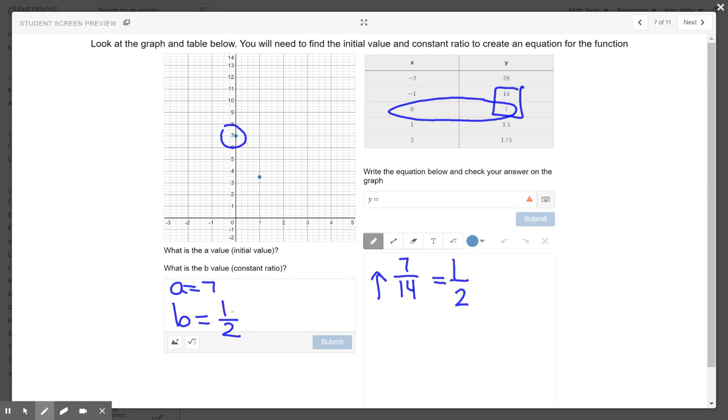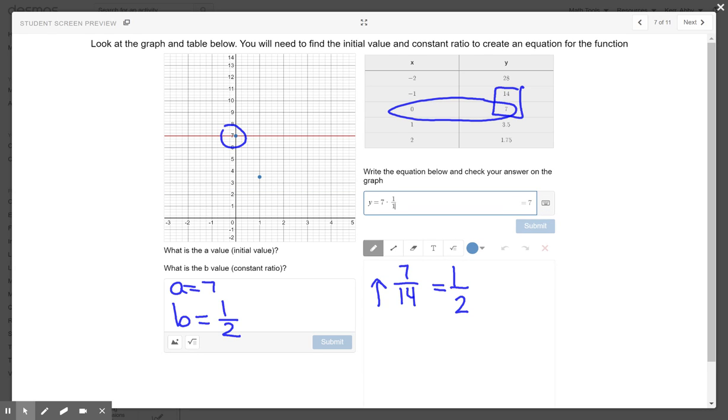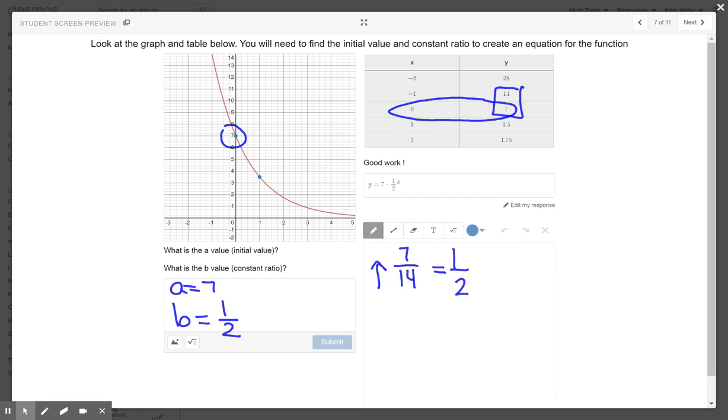You could have done 14 over 28, which will still get you 1/2. So then 7 times 1/2. All right, caret key x, and then check. And you can always check to make sure that your multiplication is correct, because 28 times 1/2 gets you back to 14. 14 times 1/2 gets you back to 7. So on and so forth.